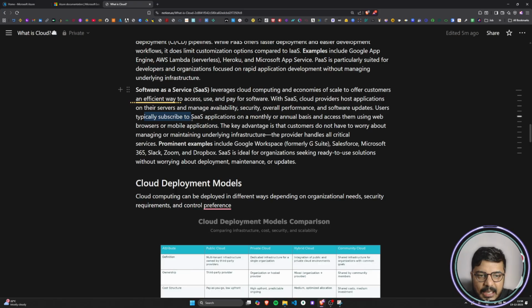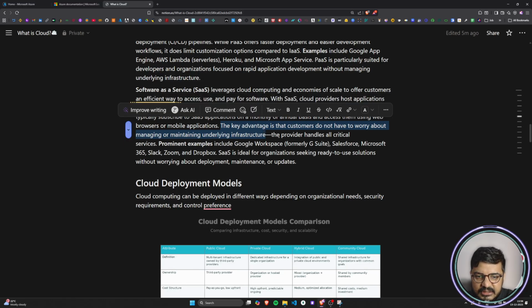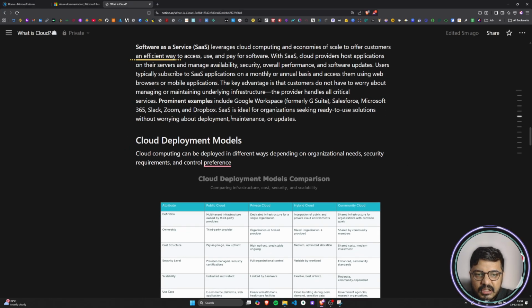Users typically subscribe to software as a service applications on a monthly or annual basis and access them using web browsers or mobile applications. The key advantage is that customers don't have to worry about managing and maintaining the underlying infrastructure. The provider handles all critical services. Prominent examples include Google Workspace, Salesforce, Microsoft 365, Slack, Zoom, and Dropbox. Software as a service is ideal for organizations seeking ready-to-use solutions without worrying about deployment, maintenance, and updates, right?